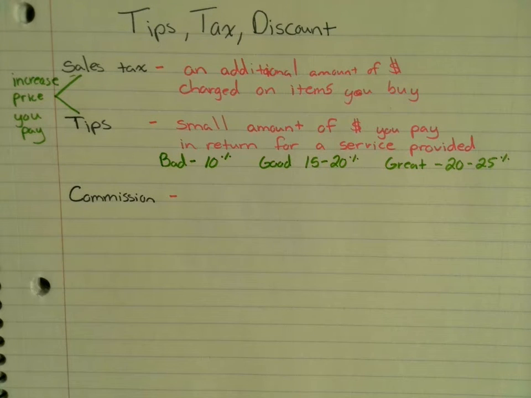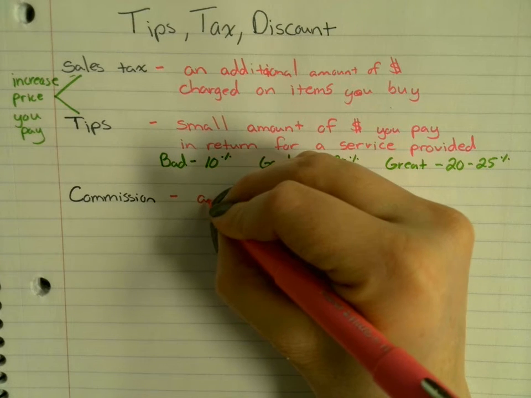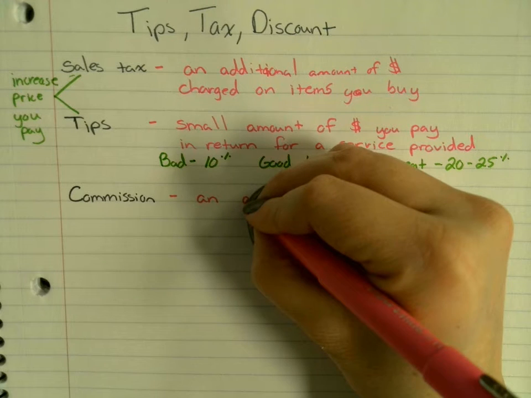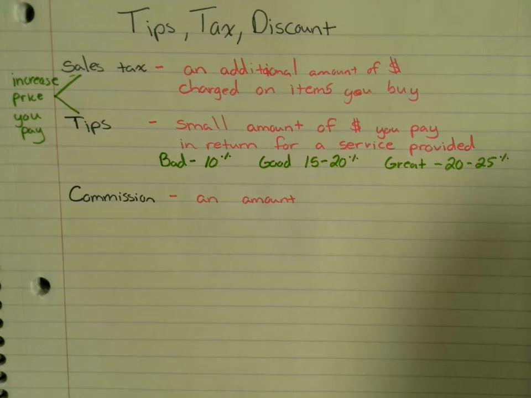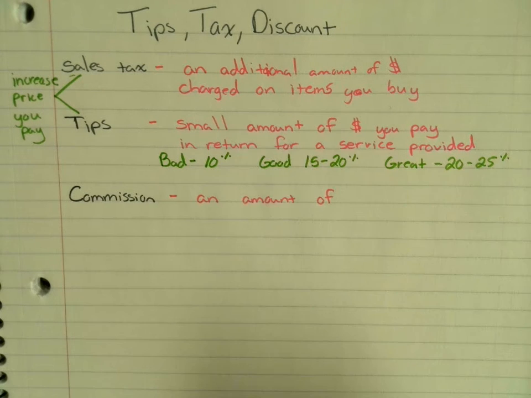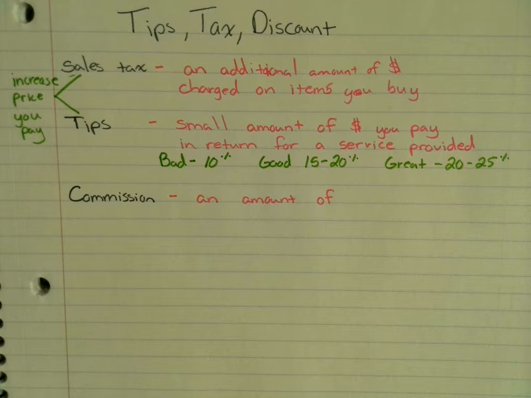So for example, I used to work at a luggage store. I would sell luggage to different people who came in. They needed to purchase luggage. And depending on how much luggage I would sell, I got 6% commission. So if I sold a $100 suitcase to somebody, I got $6 for that.